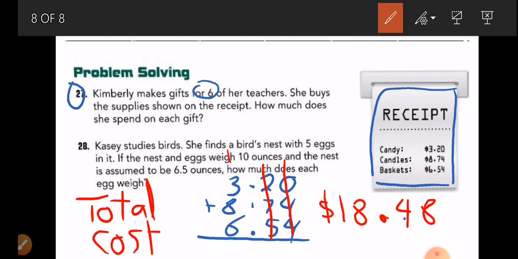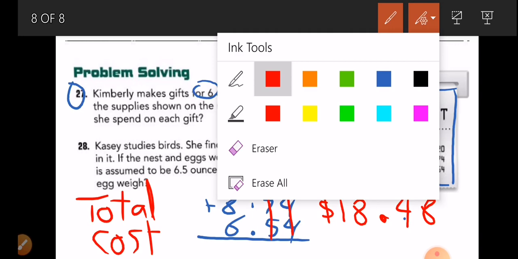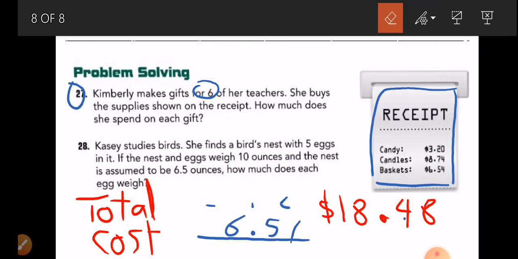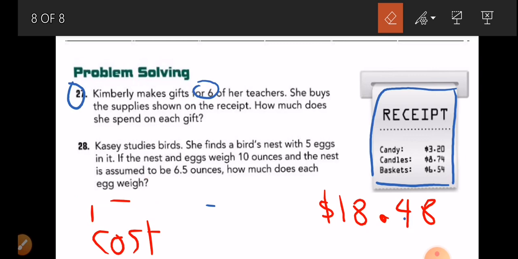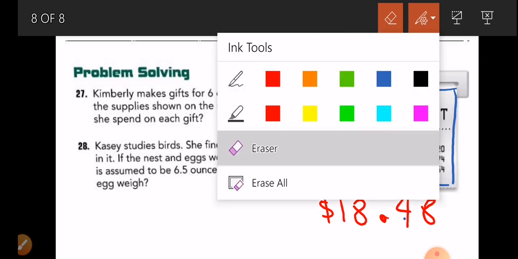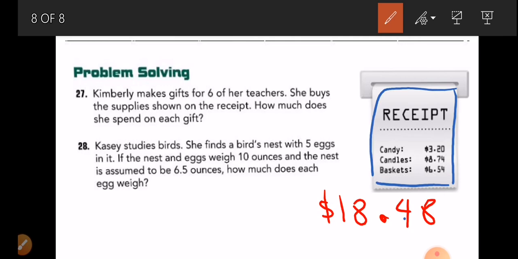Okay, then what? This total cost for 6 gifts. I need for one just. It means I have to divide this number by 6. Let me before it erase for you this. So we will have a space. Now let's write the division. 18.48, and I want to divide it by 6. The first step, my decimal up.